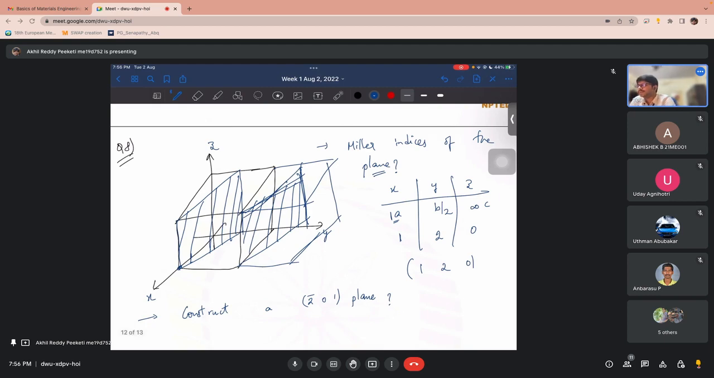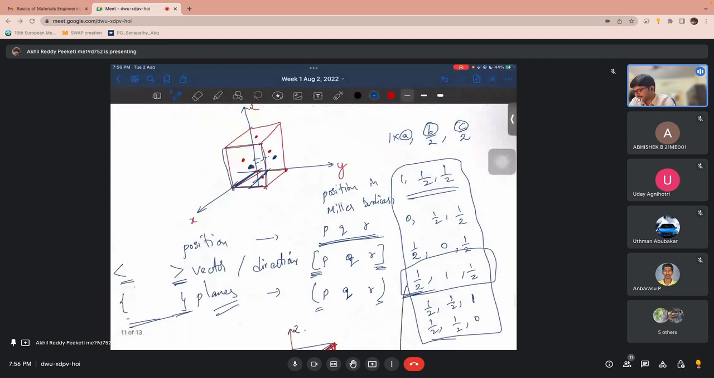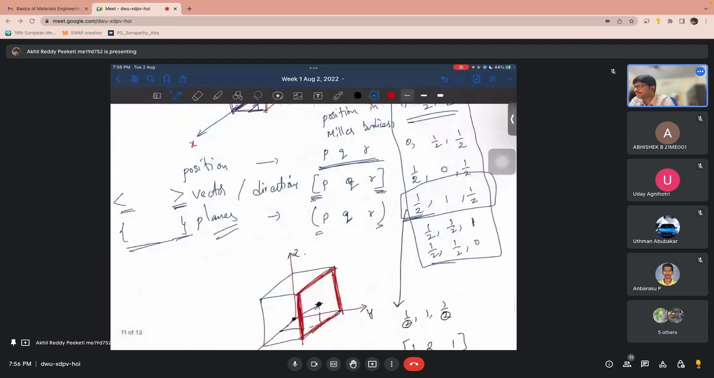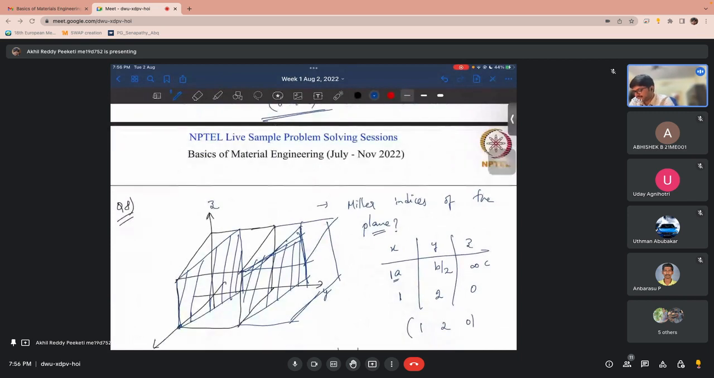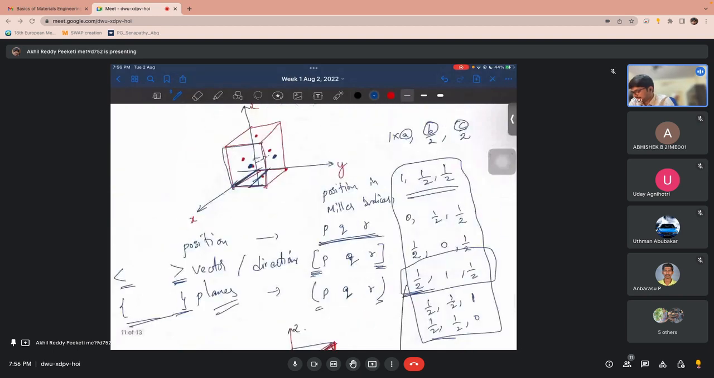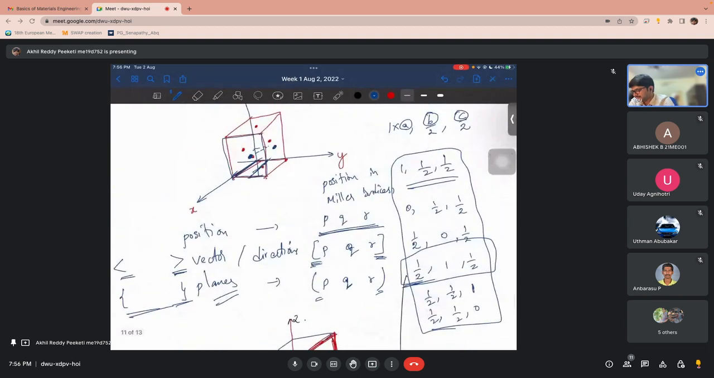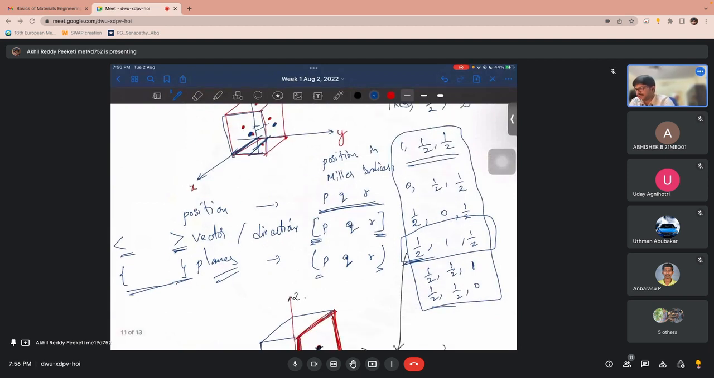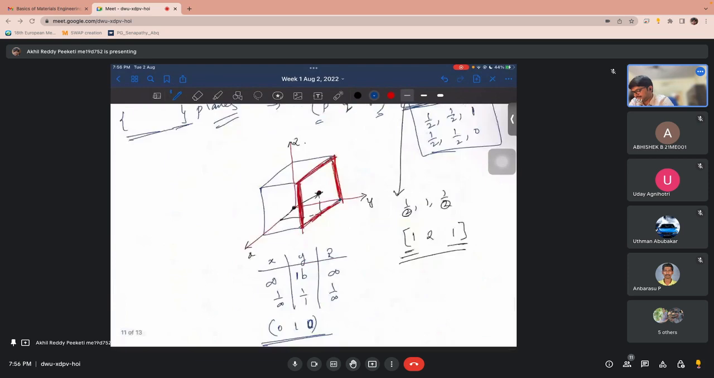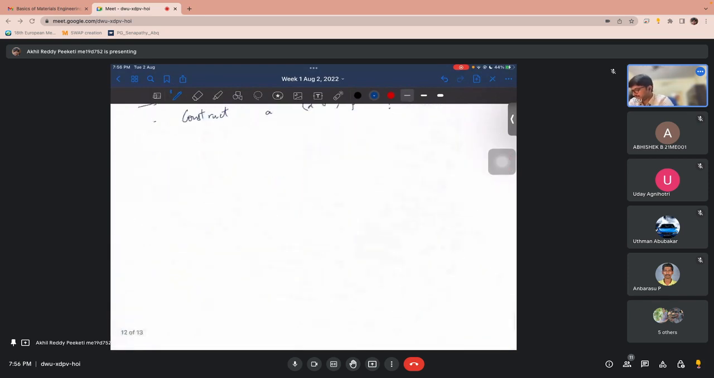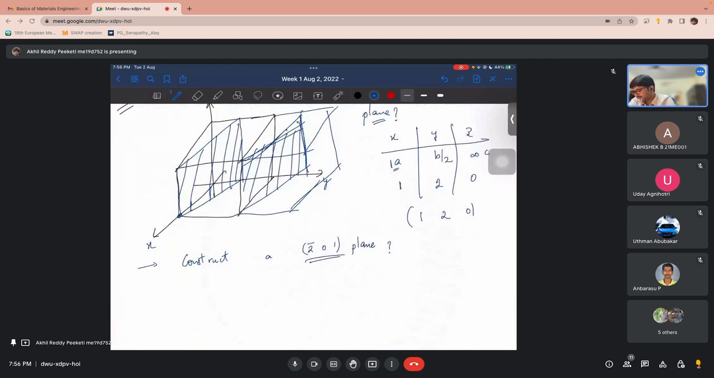Okay, so is this clear how to get the position, vector and planes in Miller index representation? For planes you just need to look at the intercepts and the reciprocals of those intercepts. For vectors you need to look at from where to where. If it's from 0 to this point, you just need to get the positions, and then you need to look at the integers, not the fractionals. In position you can have fractionals. Okay, so now that you know the plane index representation, we need to construct the plane. How will you go about it?